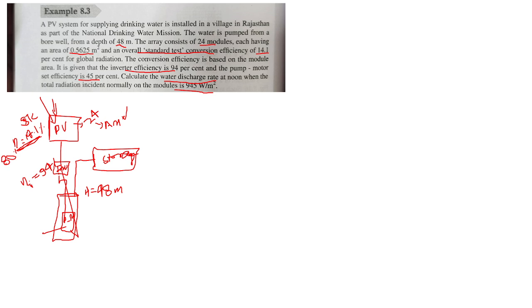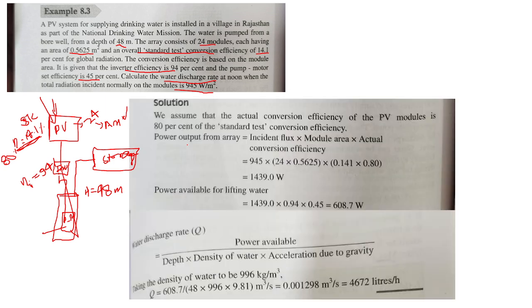If you consider that, then your power output from the array will be your incident flux, 945 watt per meter square, into your module area. One module area is 0.5625. The number of modules is 24, and the actual conversion efficiency is 80% of the conversion efficiency at STC. You can multiply these, and this is the actual power output from the array. This is the amount of power that we get at this point.